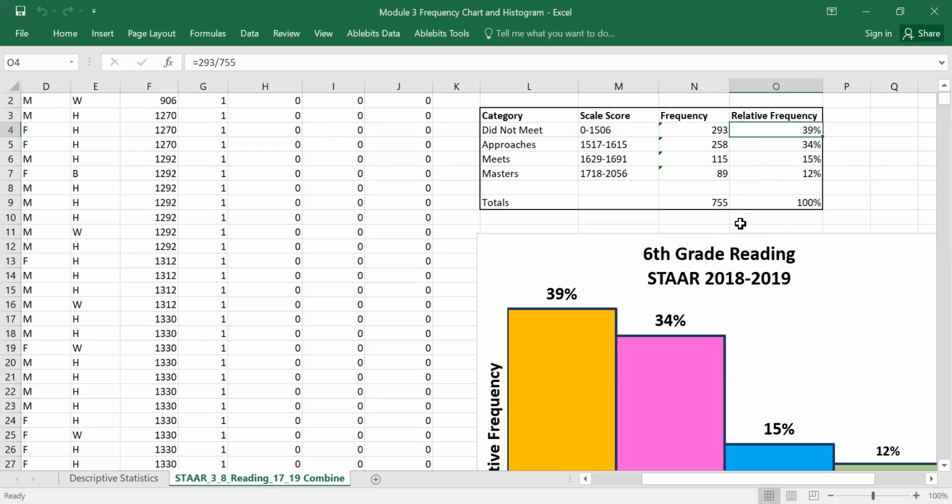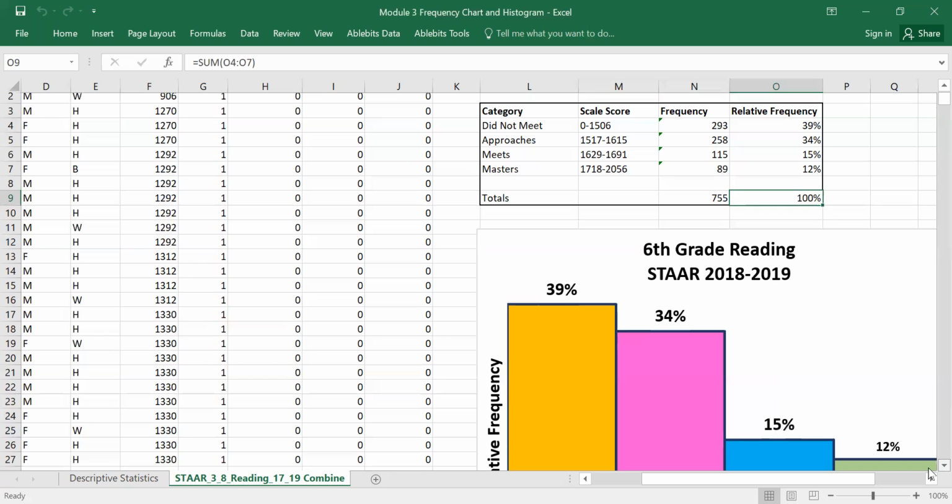And then for the totals, I put in equals, I typed out sum, and then I highlighted right here all this information, the frequency for each of the categories, and that gave me my sum. Same thing over here. I put equals, I typed out sum, I highlighted this information and put it in parentheses, and that gave me my score. So right here. So that was pretty easy once I got the formulas down. Before the formulas, it was a little difficult.